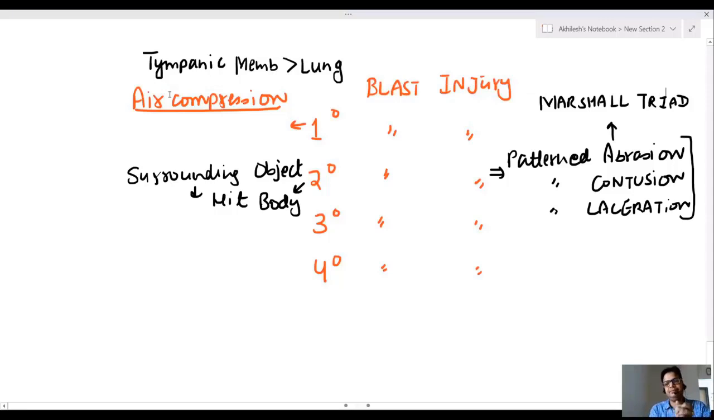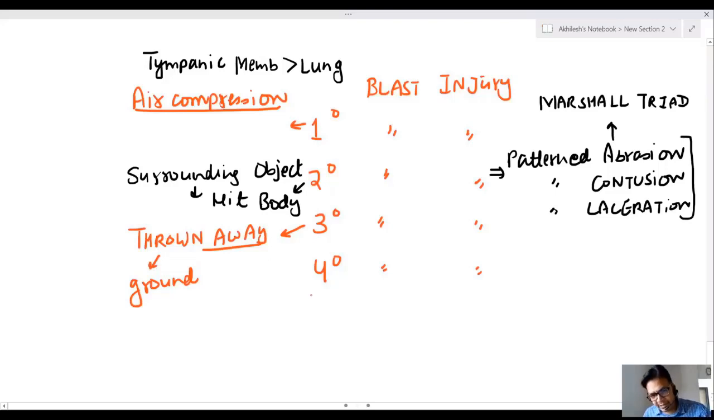Now, another important injury is tertiary blast. Object hitting you is secondary blast. Now you will be thrown away, and then you will hit the ground. This is tertiary blast injury. And what is quaternary blast? Injury produced by burn and flame. This is known as quaternary blast injury.